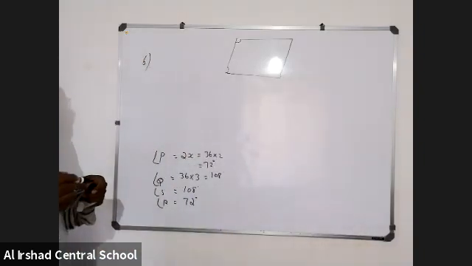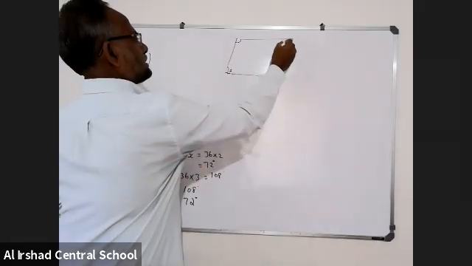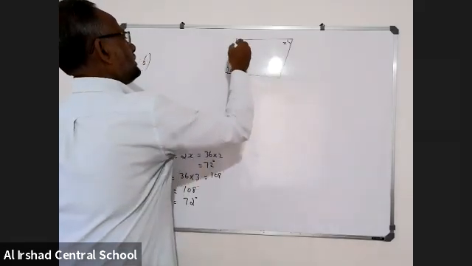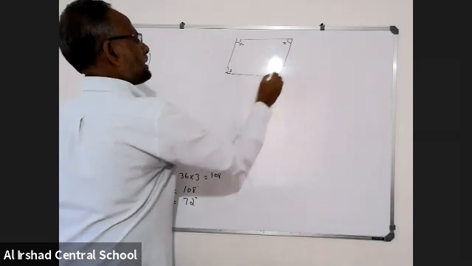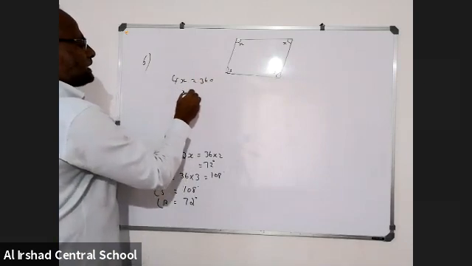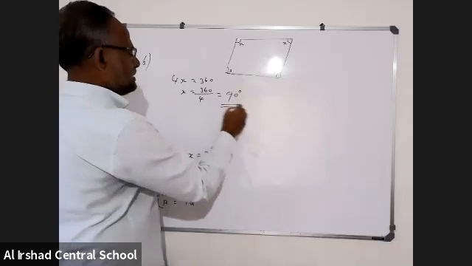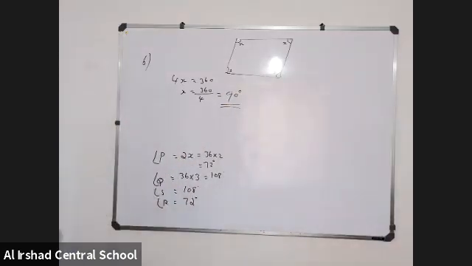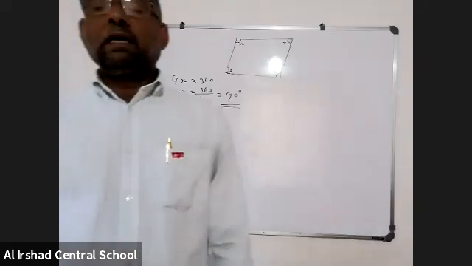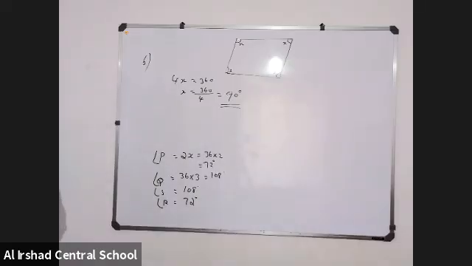Adjacent angles are equal means, suppose this is x, this is x. If this is x, all are x. 4x is equal to 360. So x is equal to 360 divided by 4, 90 degrees. Not hard. All angles are equal, not opposite. Adjacent angles are equal. That means 90 degrees. Maybe rectangle or square.